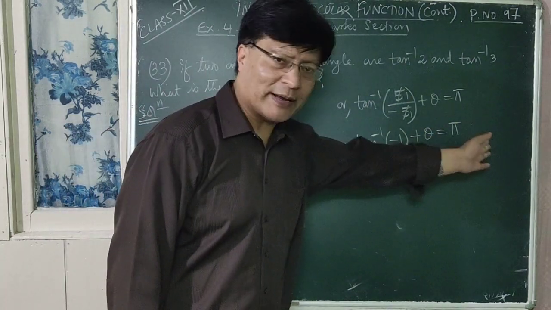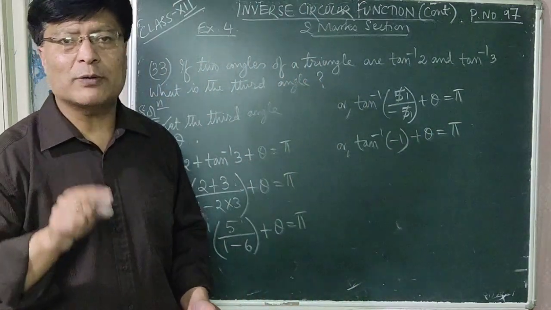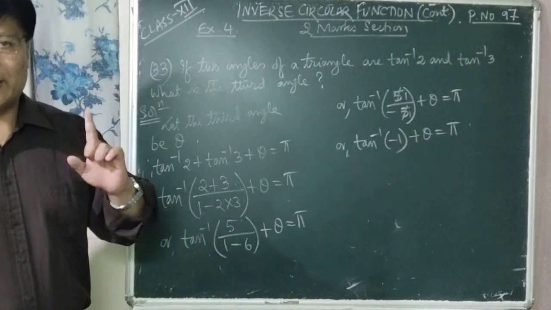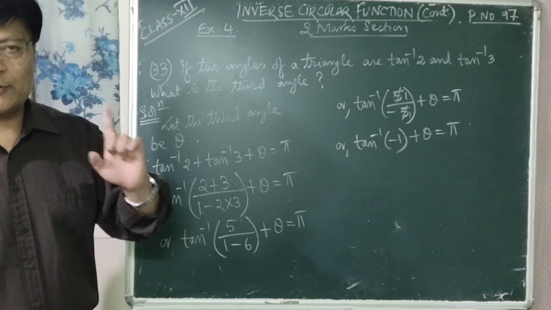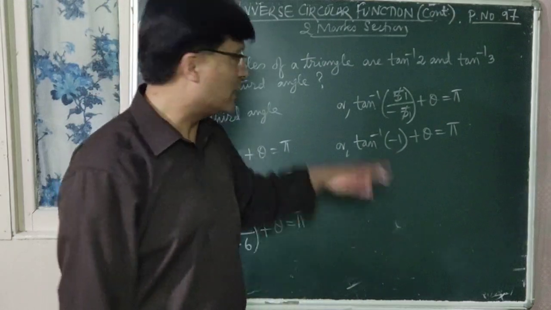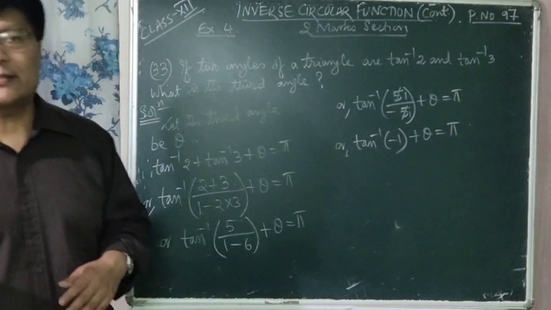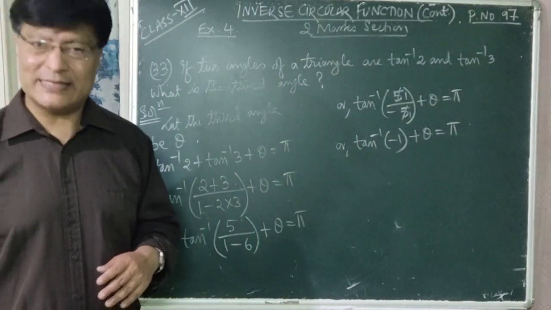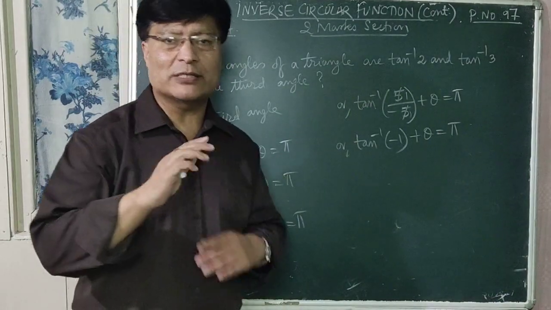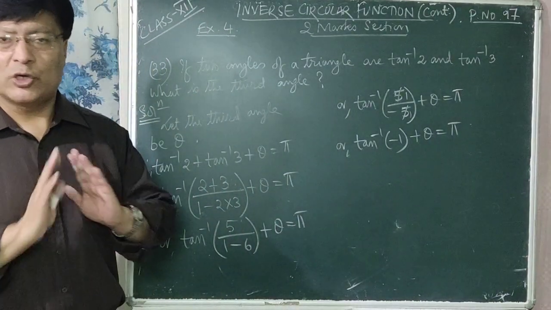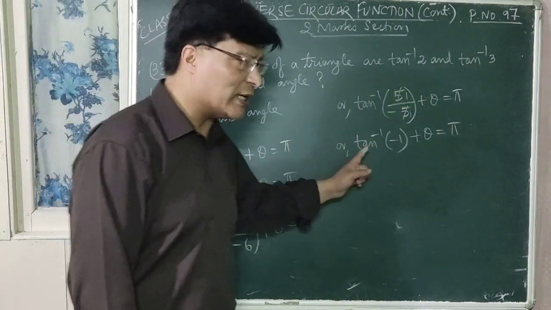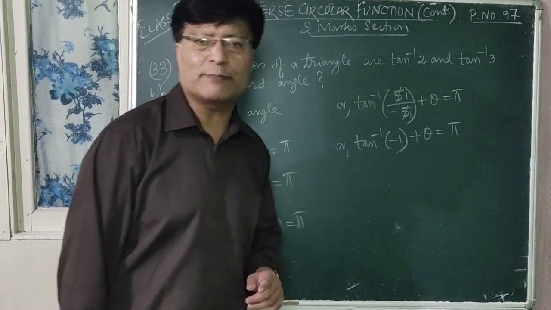So when it goes to the right hand side, it becomes pi plus pi by 4, which is more than 180 degree. But you know that the sum of the three angles of a triangle is 180 degree, but not more than 180 degree. In this case, we are getting one of the angles as more than 180 degree. It is impossible. So that's why you cannot write here tan of minus pi by 4.